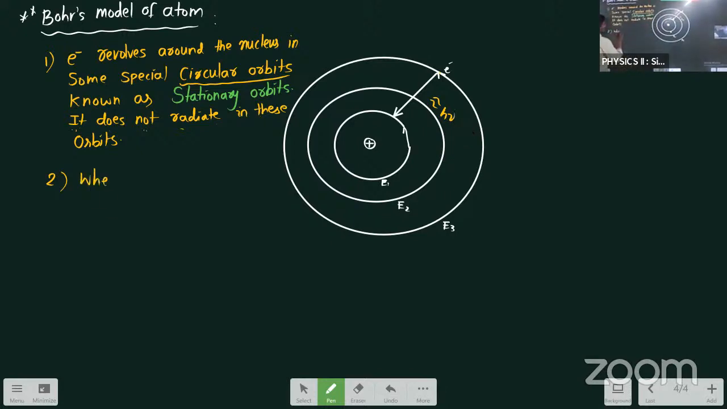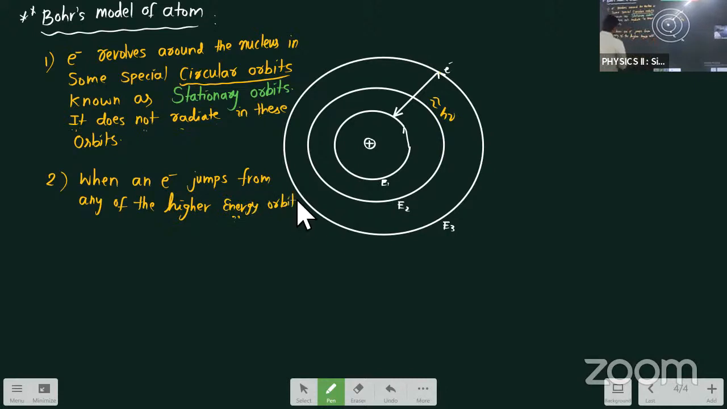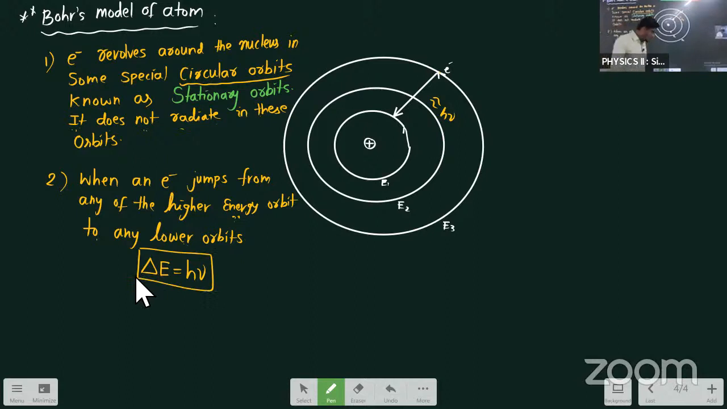When an electron jumps from any higher energy orbit to any lower orbit, it emits radiation of energy, how much? That is delta E equals h into nu. This was the second postulate given by whom? This was the second postulate of Bohr's model.